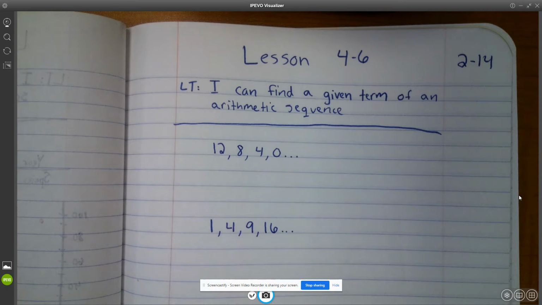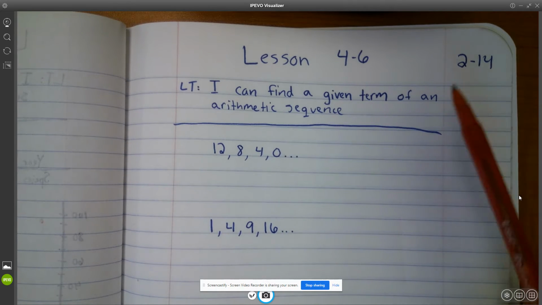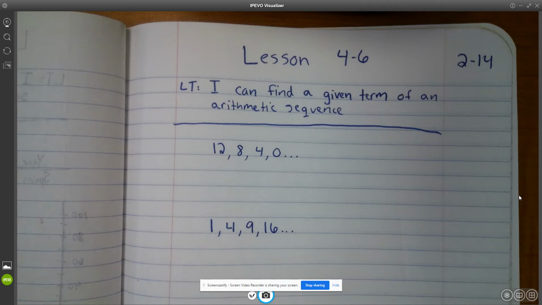Hey, algebra, I've got lesson 4-6. Gonna be doing problems 2 through 14 here. Learning target is I can find a given term of an arithmetic sequence. Stick with me on this one, as it is a kind of tough one. First two things here, we're gonna look at these patterns.